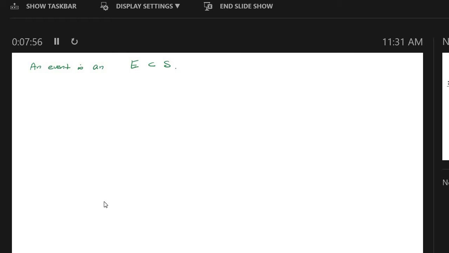So if I wrote this in symbols, if somebody tells me E is an event, this is what I know about E. E is a subset of S. And I also know the definition of that: E being a subset of S means that every member of E is also a member of S. That's the definition. So all of those things are straight in my mind.